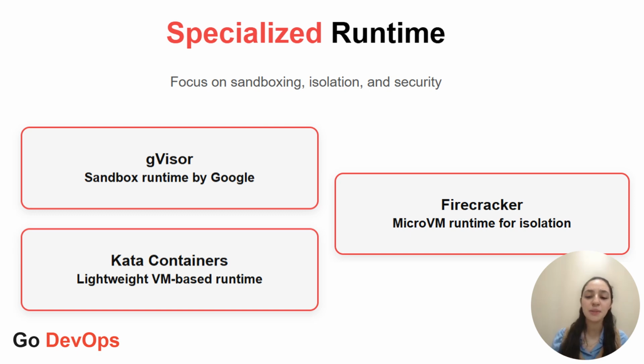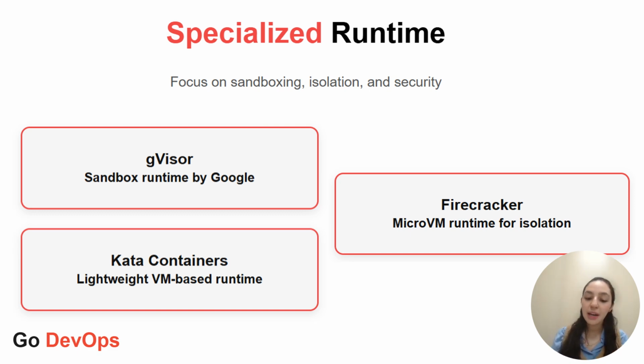It's often used in multi-tenant environments where strong isolation is critical, like in Google Cloud serverless platforms. The second example is Kata Containers, and it takes a different approach. Instead of using only namespaces and cgroups for isolation, Kata runs each container inside a lightweight virtual machine. These micro virtual machines provide stronger boundaries than namespaces while remaining faster and lighter than traditional virtual machines. So it's a middle ground. You get the virtual machine level of isolation, but also the container-like speed and flexibility.